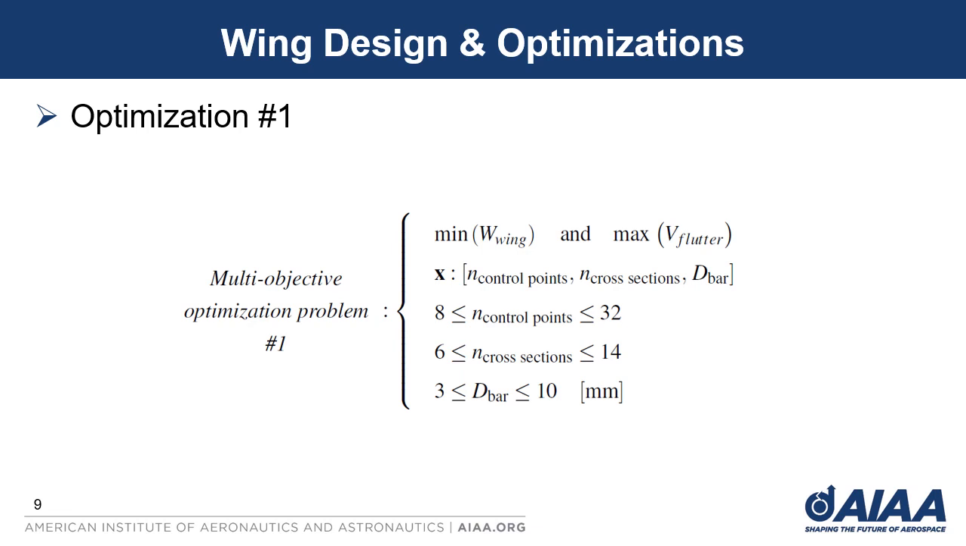So the first optimization we have as design variables the number of control points, the number of cross-sections, and the diameter of all elements of modular structures, which are considered here as solid truss bars. More details regarding the parameters that we use for the optimization you can see later in the paper.